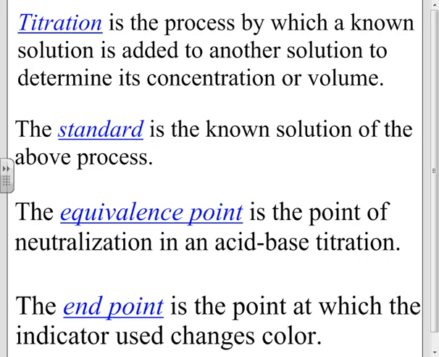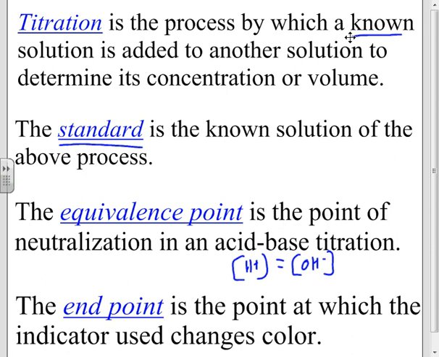Background vocabulary for titration. Titration is the process by which you take a known solution, you add it to another solution to determine its concentration or volume. That known solution is called the standard, usually known quite precisely. And then the equivalence point is the point of the neutralization in an acid-base reaction. That is the point in which the molar concentration of the hydrogen ions that were present equals the molar concentration of the hydroxyl ions added, or vice versa. And so all of the hydrogen ions or hydroxide ions have been converted to water.